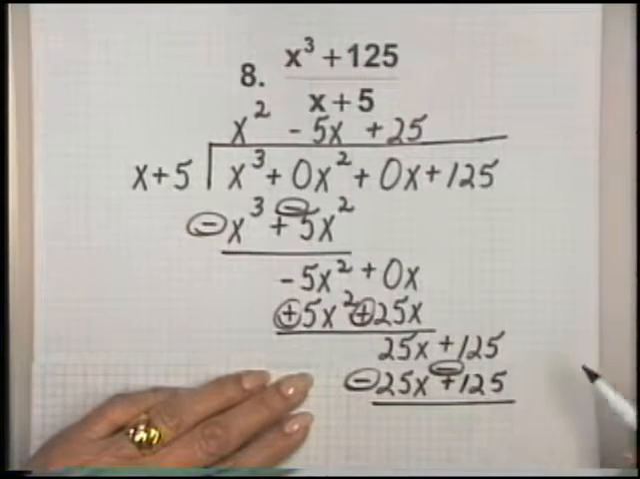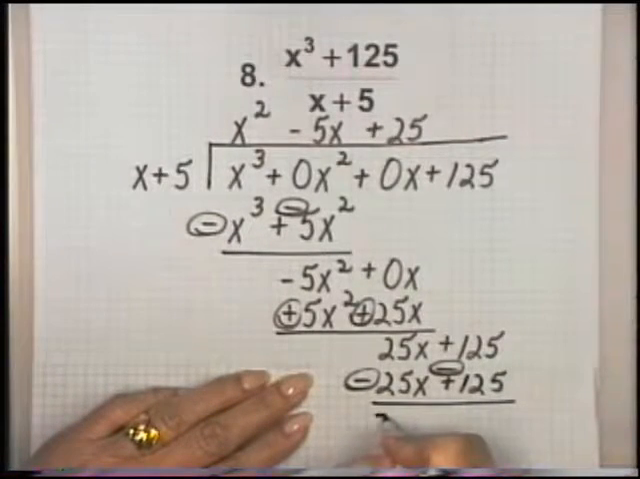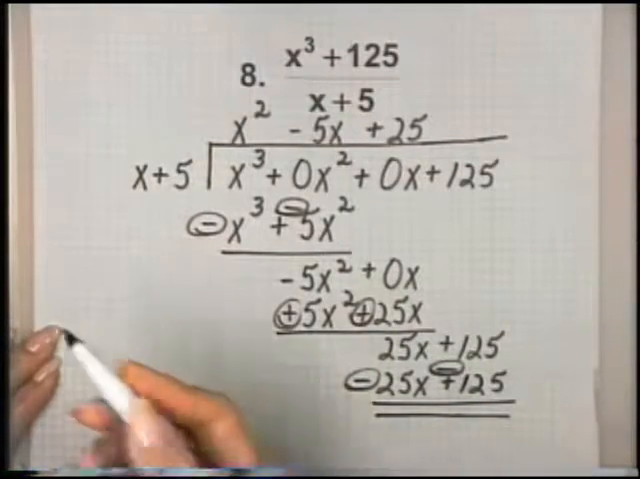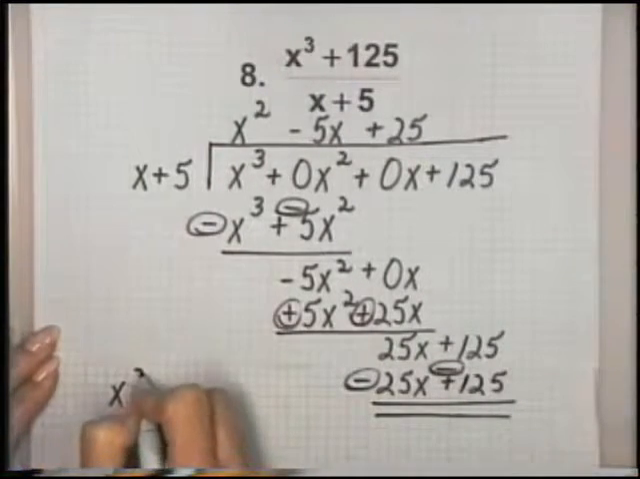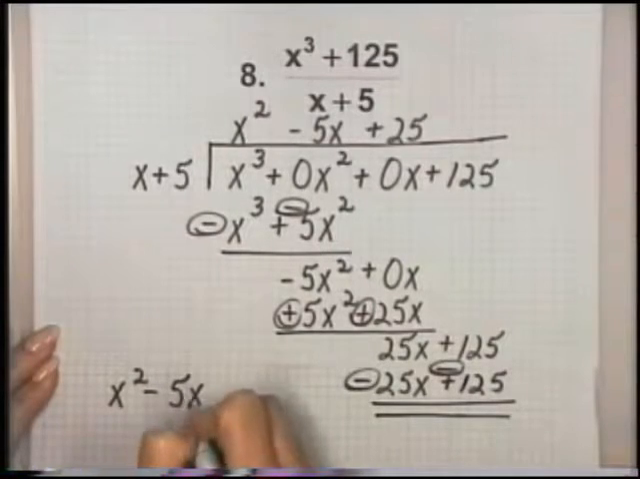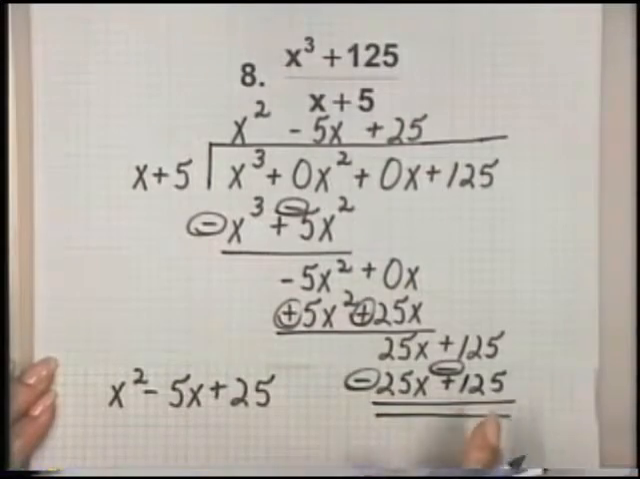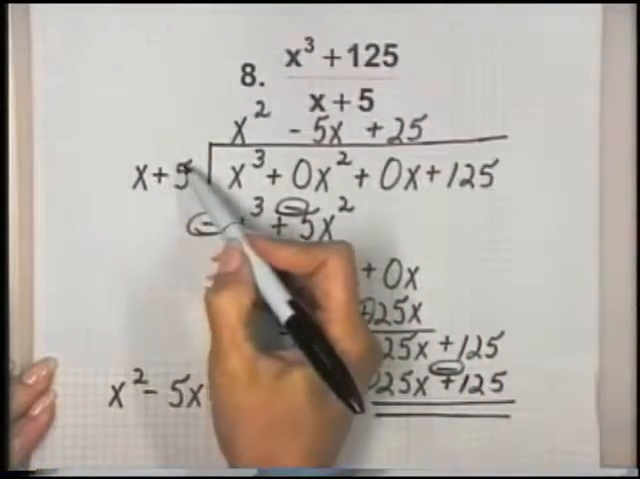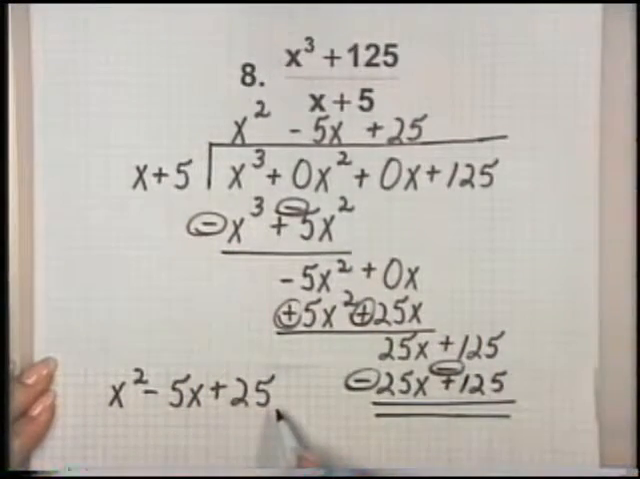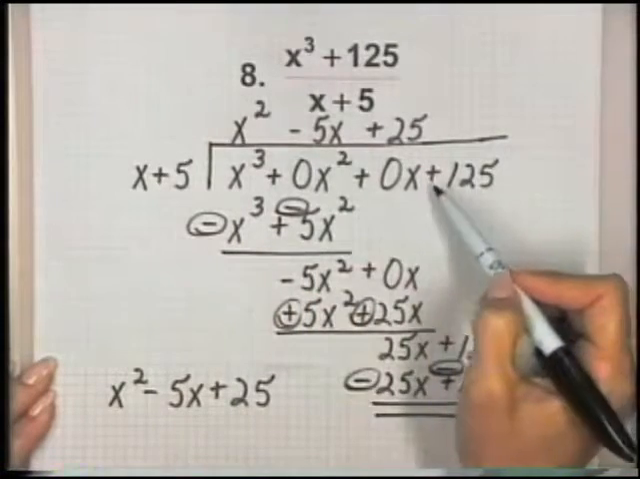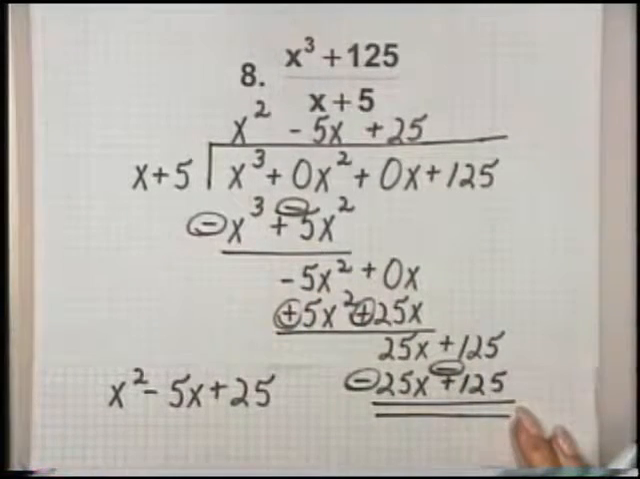25x subtract 25x is 0x. 125 subtract 125 is 0. So I have no remainder. So my quotient here is x squared minus 5x plus 25. If I wanted to check, I would take x plus 5. I would multiply it by x squared minus 5x plus 25, and the result should be x cubed plus 125.